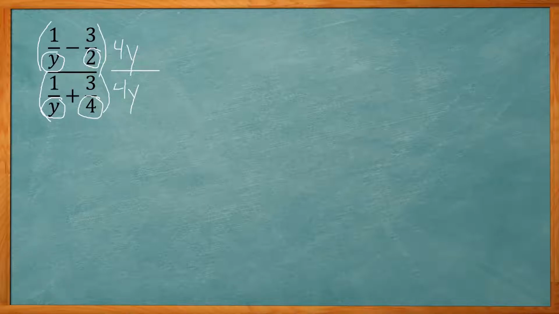So we look at the top, 4y times 1 over y. The y's will cancel out, just leaving you with the 4. I multiply the 4y times 3/2. I'm going to get 12. 3 times 4 is 12. Over 2 is 6. So I'm going to get minus 6y.